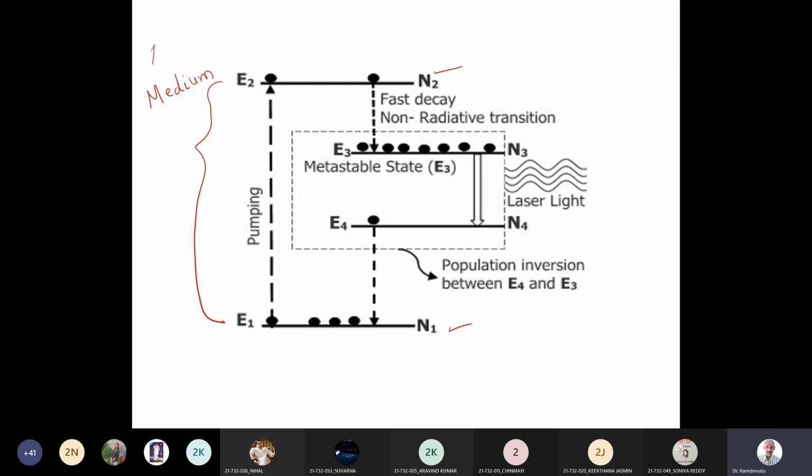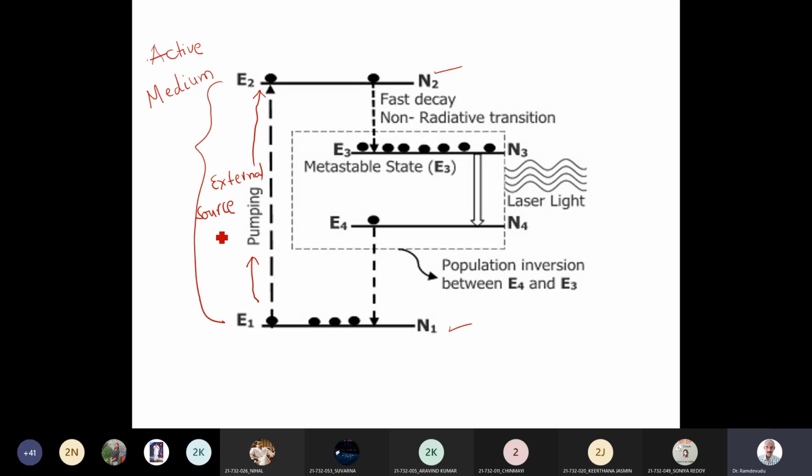This medium we call it as active medium. Why we are calling active medium? Because it provides required energy states. If you don't have a medium, you don't have energy states. Therefore, we call this an active medium, consisting of host and gas. So I'm pumping the atoms from the ground state to a higher energy state by using an external source. That is called pumping.